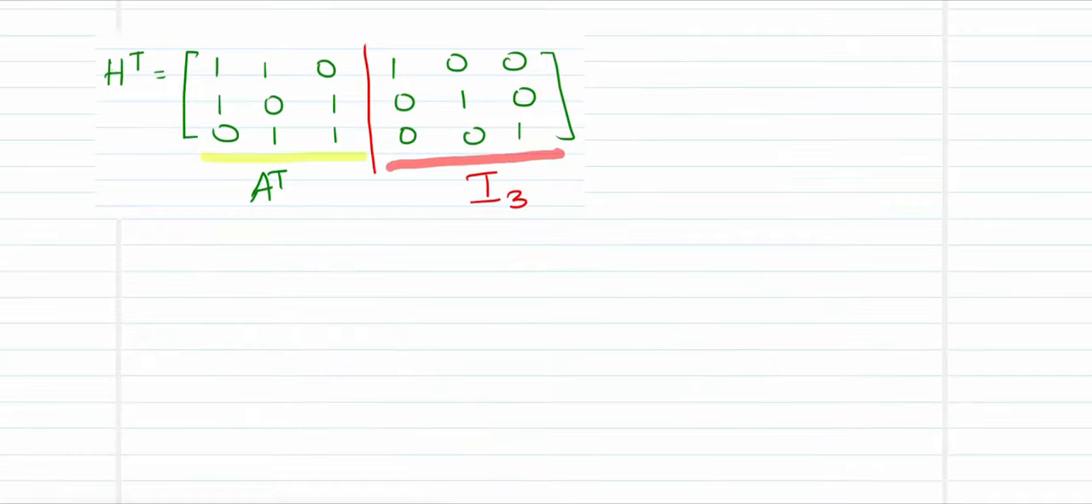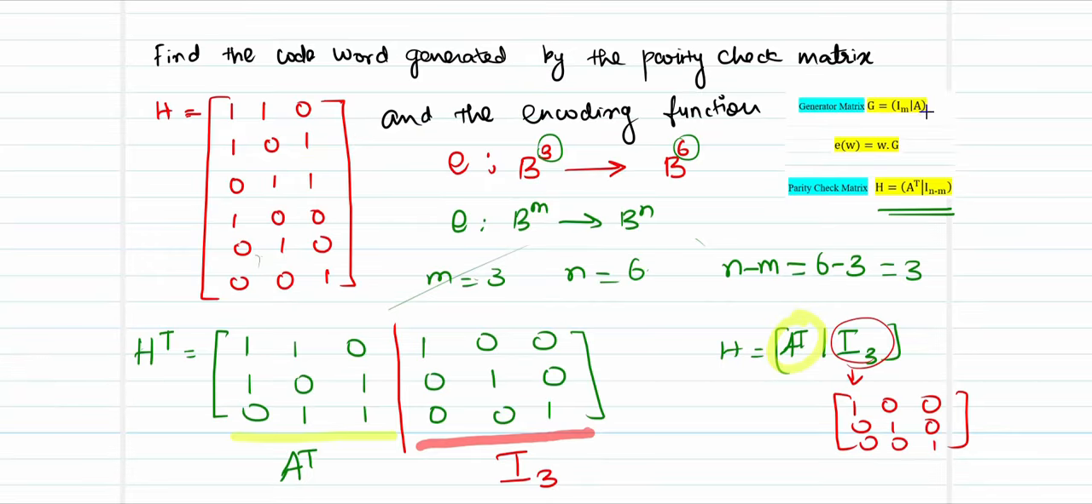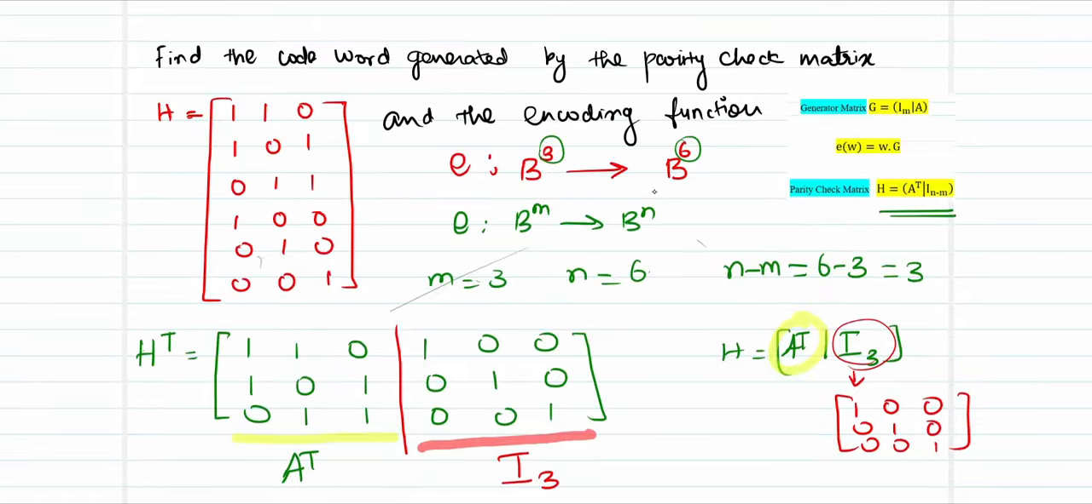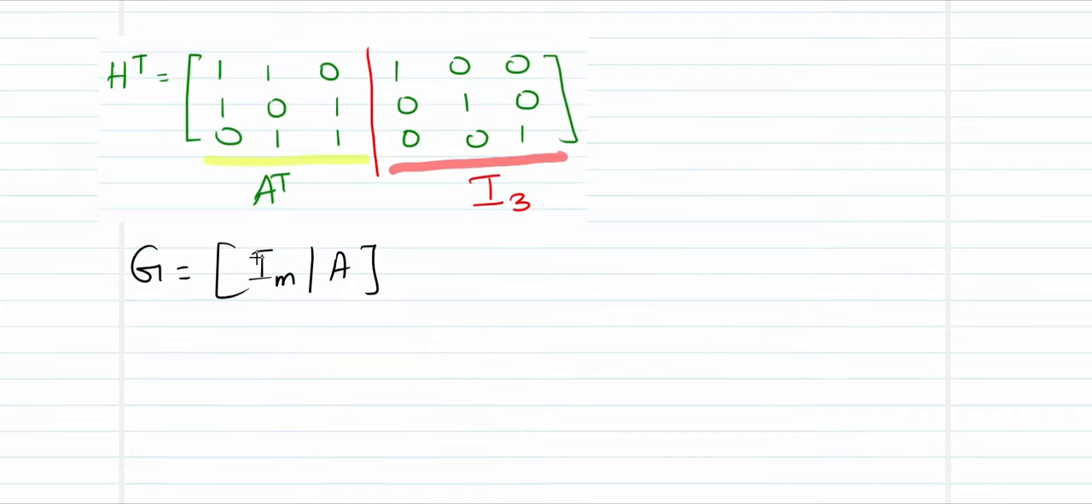From my H, I can get my G, which will be of the format G equals Im augmented with A. You have Im augmented with A. And what is my m? m is going to be 3. So we have I3 augmented with A. But what is our A? Where do we get it from? Yes, we get it from this part of H, the parity check matrix, which involves A transpose.